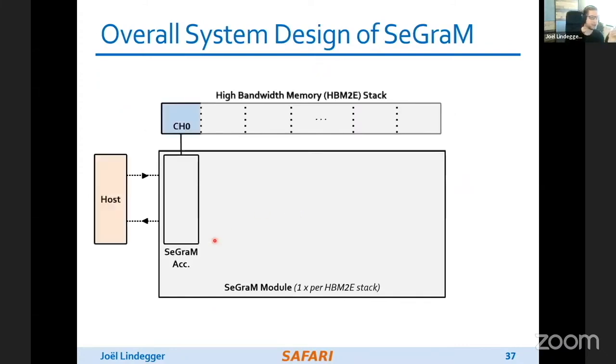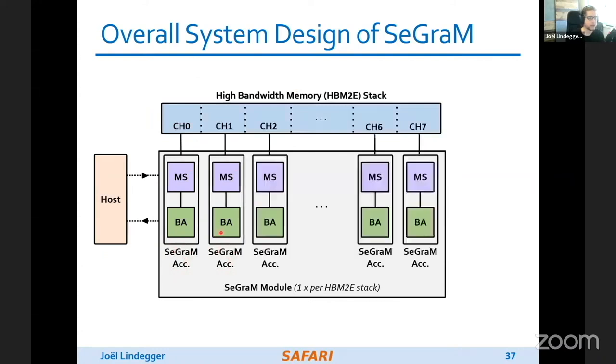Now, the full SeGraM module, basically we have one accelerator instance, which consists of MinSeed and BitAlign. So each one of these accelerators I just showed is attached to a host, and then it's attached to one channel of an HBM2E stack. Now, we can have many channels per HBM stack. So we can also have many accelerators. We just stack them basically horizontally, and you can have many accelerators in one place. And then conveniently, since these HBM stacks are fairly cheap, we can also just have many copies of these.